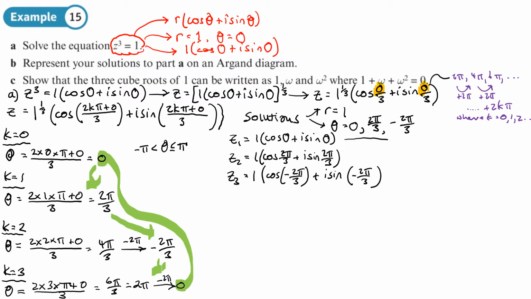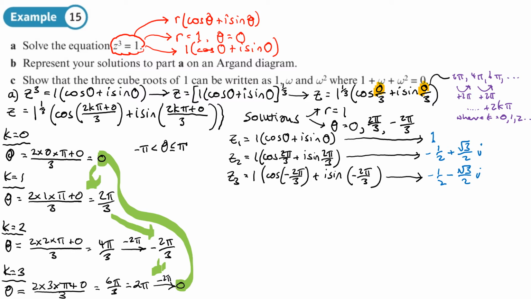Now what I'm going to do is write these in the form a plus bi over here. So the first one is just going to be 1. If I work these out and work out the cos and sine of 2 pi over 3, I'll end up with negative a half plus root 3 over 2 i. And then for the last one, if I work out the cos and sine of negative 2 pi over 3, I end up with negative a half minus root 3 over 2 i.